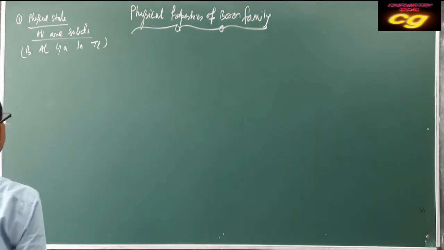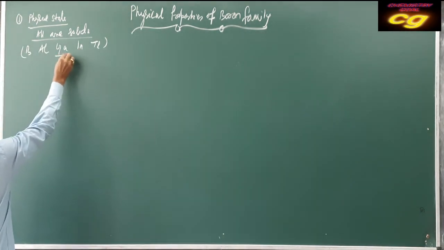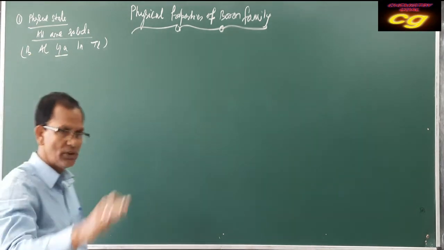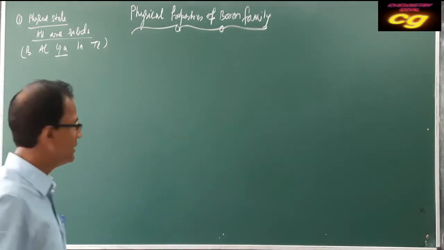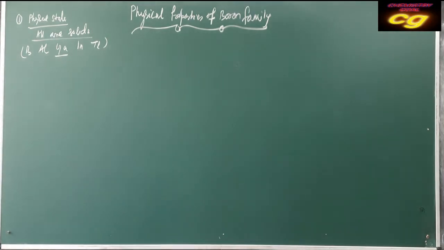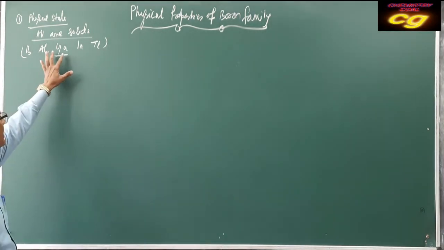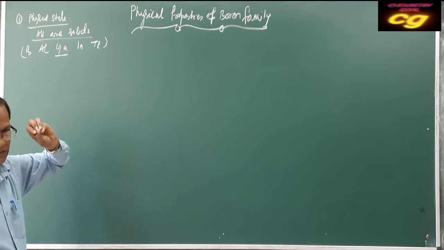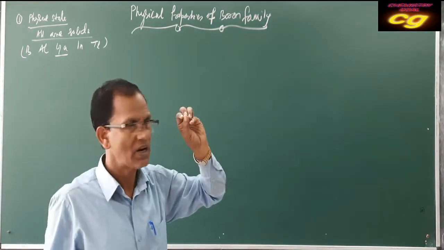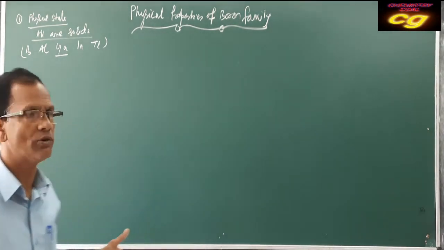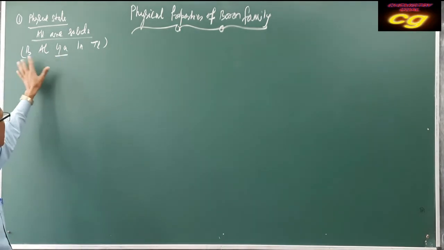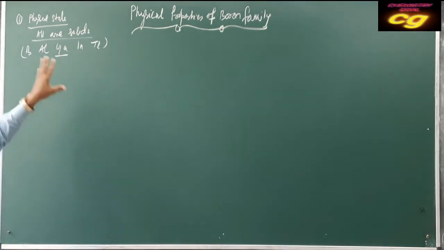And gallium, if you see the intermolecular attraction, the structure of gallium is very weak. That's why gallium shows semi-solid behavior, because at room temperature gallium melts, but generally at room temperature all are in solid state.